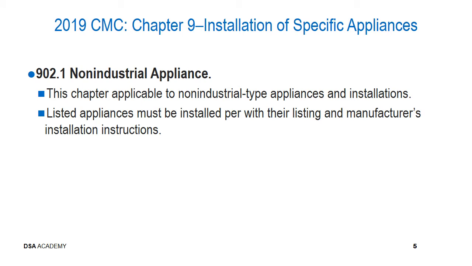Chapter 9 of the California Mechanical Code addresses the installation of some specific appliances. Section 902.1 addresses non-industrial appliances, and this chapter is applicable to non-industrial type appliances and their installations. However, it's almost become somewhat obsolete with the proliferation now of the mechanical code stipulating that all installations of components and also equipment and appliances are required to comply with the manufacturer's installation instructions.